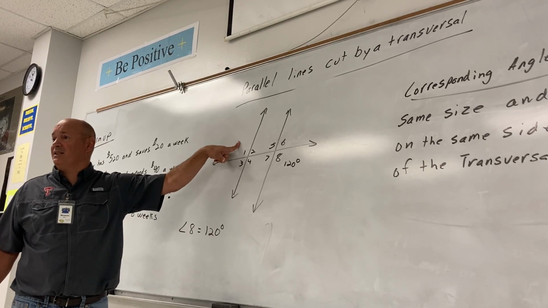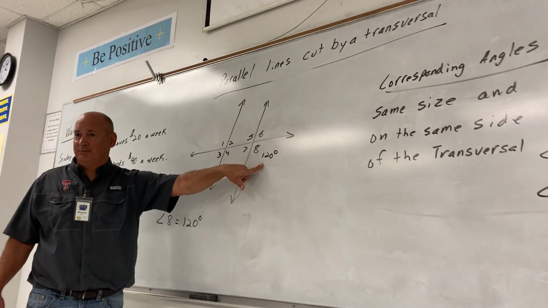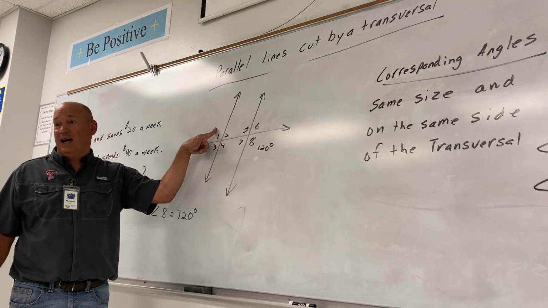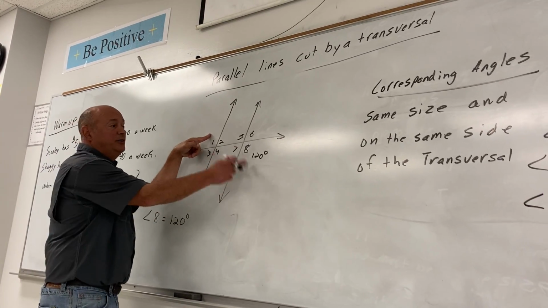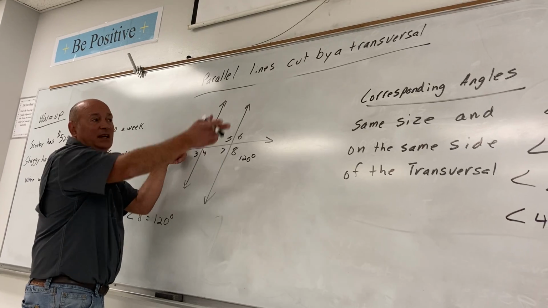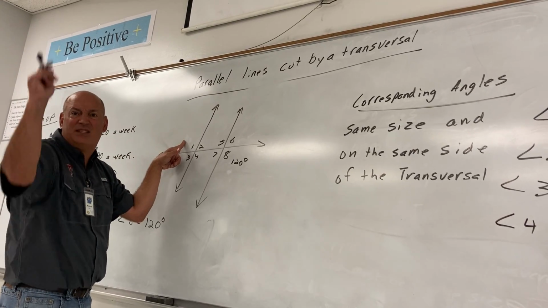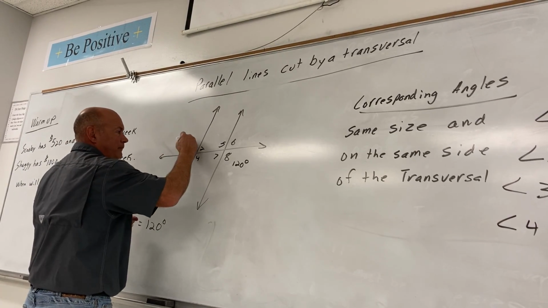120. Y'all agree with Addison? Isn't this the big one? Addison is correct. That is alternate exterior angles. And in the notes it said they had to be the same size. You're right. It is 120.